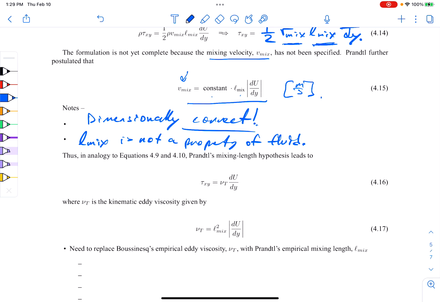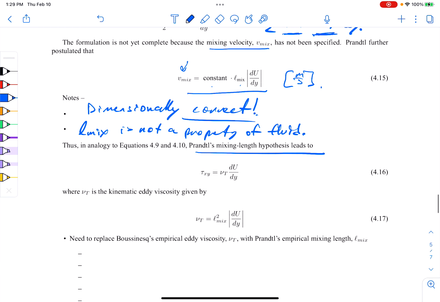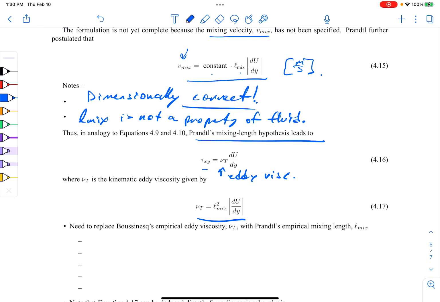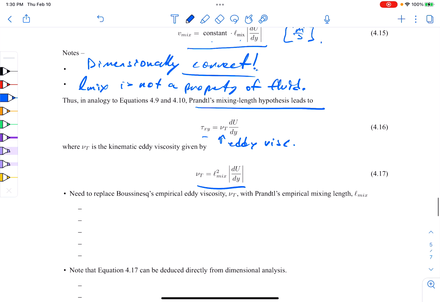Now, if you use these analogies, you can then relate it to the shear stress, and that will go as an eddy viscosity times partial u partial y. And this eddy viscosity could be closed with this model here, if you insert these equations, right? V_mix and partial u partial y. Okay.